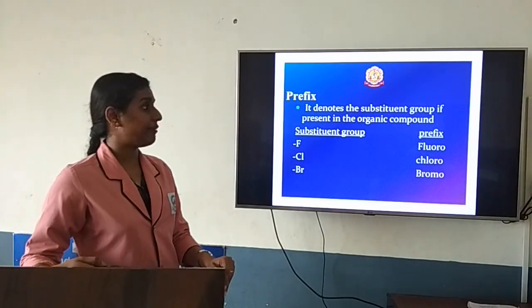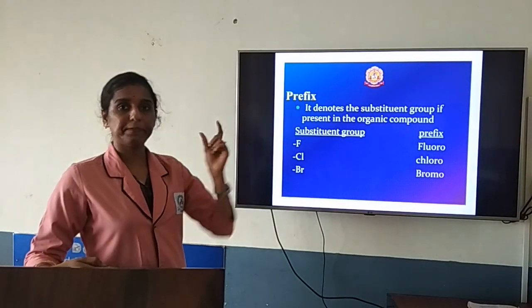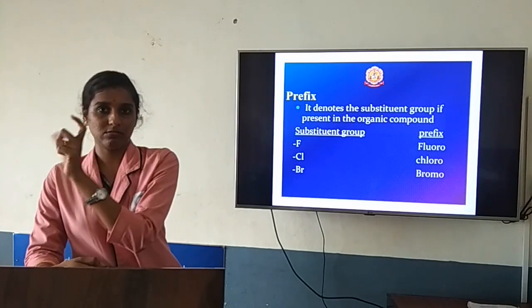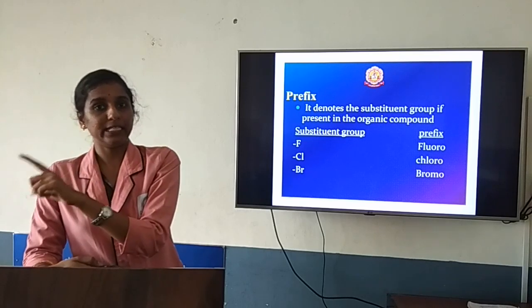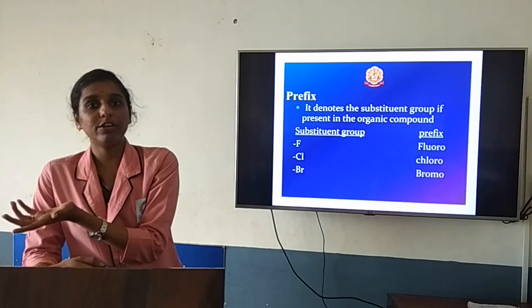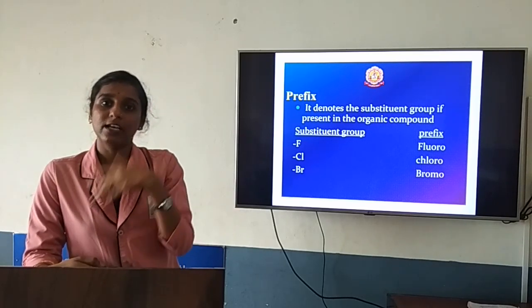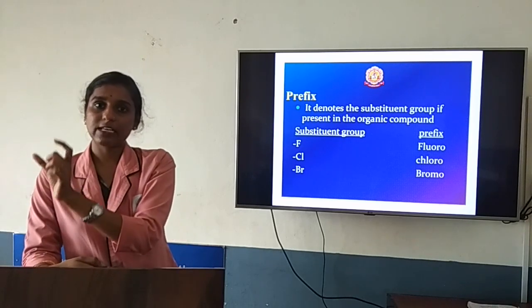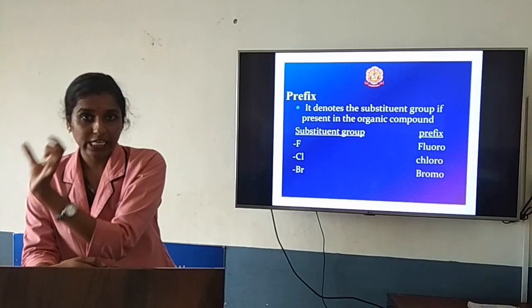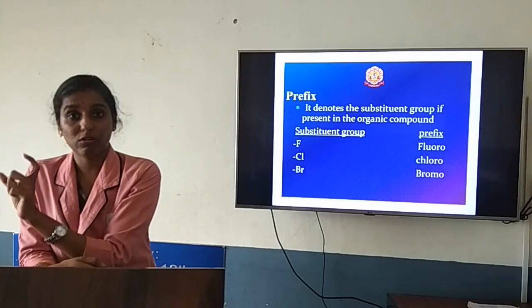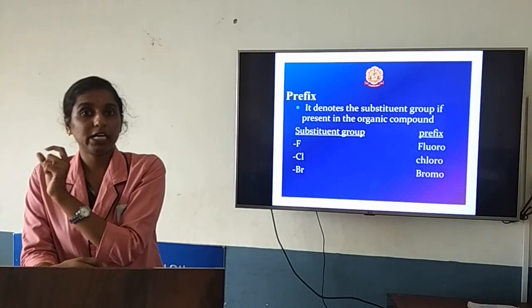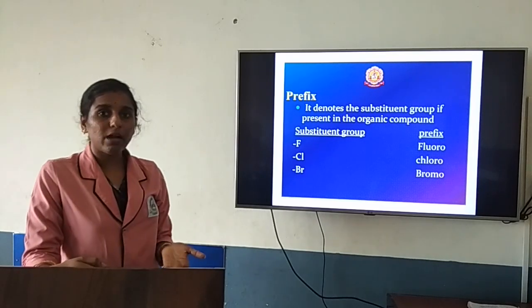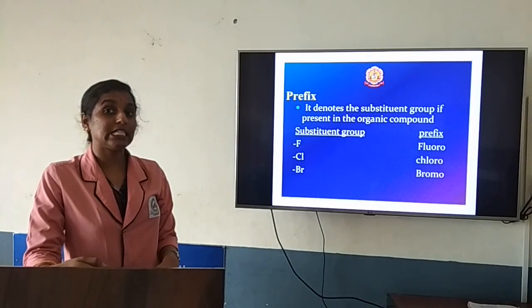What is meant by prefix? As the name indicates, pre means first, before naming the compound. Think of prepaid, meaning before only: you pay before you use it. In the same way, a prefix is something you fix to the name of the compound before. Before naming the compound, you give a particular name, and that is considered the prefix. So what kinds of groups can we name as prefix?